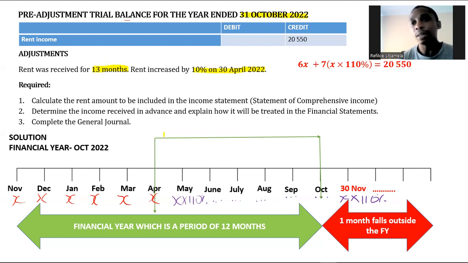Now, you should have done this in maths. When you're multiplying something like this, I will leave 6x as it is. But when it comes to this bracket, I'm simply going to multiply 7 with 110%. And you're going to write it as such into your calculator. 7 times 110%, how much will that give you?